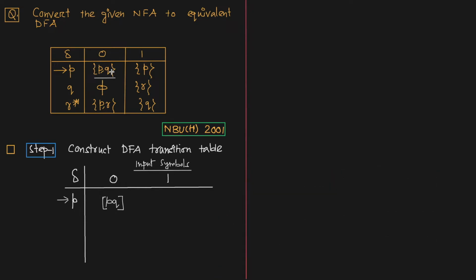P on 0 it goes to P, P on 0 it goes to Q. So PQ is a multiple state, but in a DFA table we cannot have multiple states, so make PQ a single state. So PQ means it is a single state. Now P on 1, it is given as P. So this is our new state.